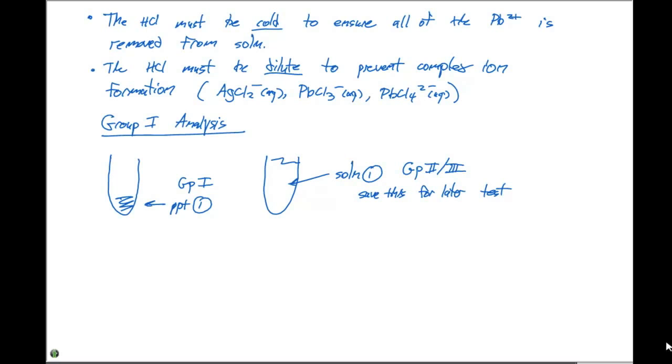So the first step is, what do we do to our group 1 cation precipitate to be able to separate the lead and the silver and try to identify which one of these is present? Because if you get a white precipitate right here at this step, there's 3 possibilities that you have. One possibility is that there's only silver there. The second possibility is there's only lead. And the third possibility is there's both silver and lead.